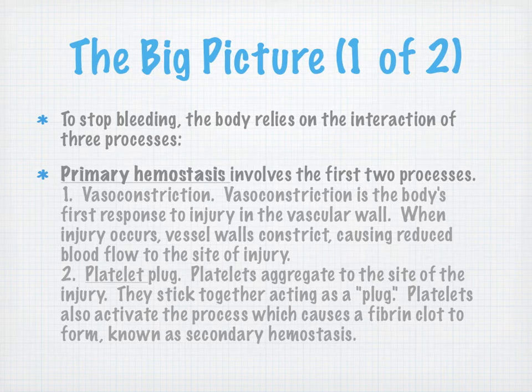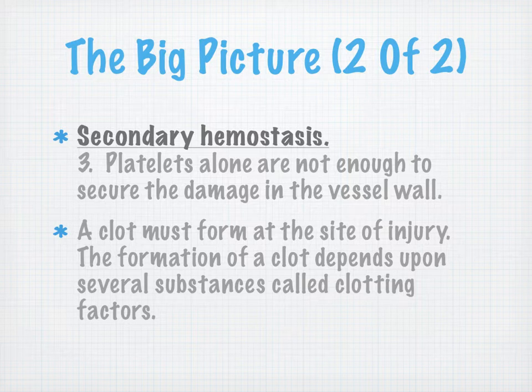Going back to primary hemostasis, we're looking at the steps of vasoconstriction and platelet plug. What's vasoconstriction? When the body gets injured, the vessel walls constrict because there's smooth muscle in there, which causes reduced blood flow at the site of the injury. Then the platelets start to aggregate, stick together, and act as a plug. That platelet activation process causes a fibrin clot to form, and that's known as secondary hemostasis.